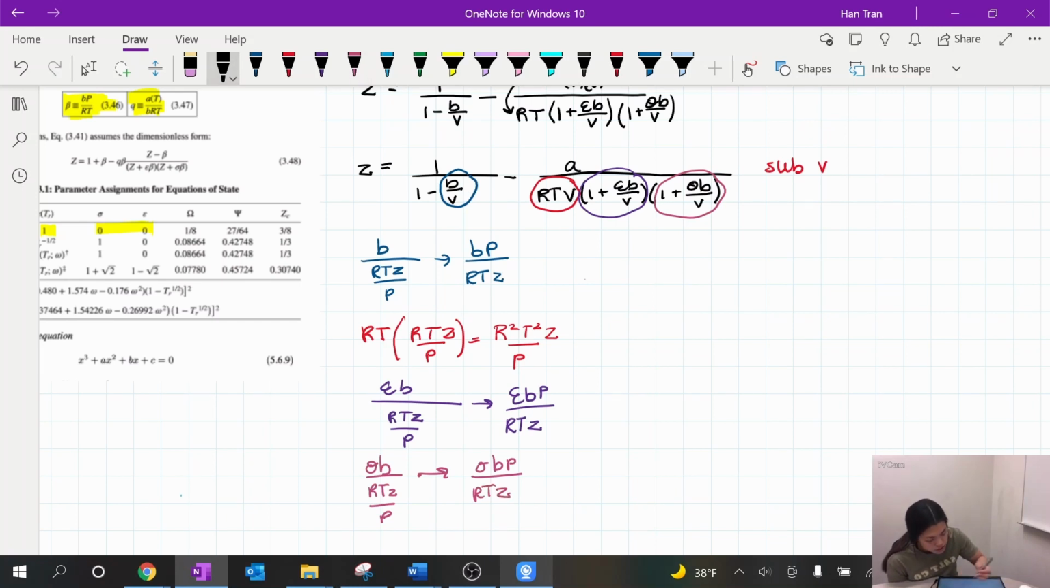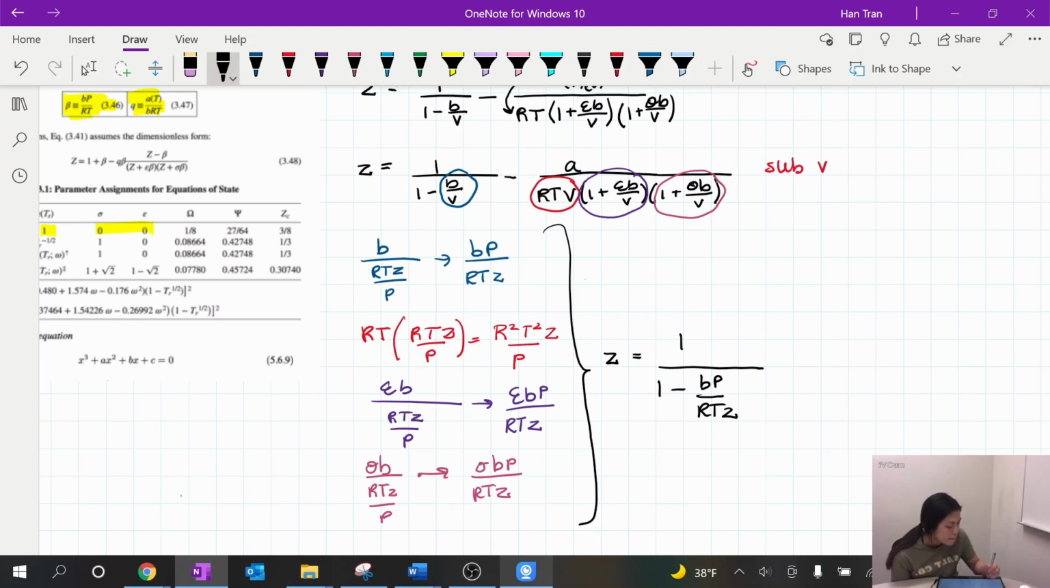So now we are going to put all of this into the equation. So we're going to have the compressibility factor Z equals 1 divided by 1 minus the parameter B times pressure divided by gas constant R times temperature times the compressibility factor, minus the parameter A divided by R squared times temperature squared times compressibility factor divided by pressure. We're going to real quick note that this is multiplied by the reciprocal, so we're going to move the pressure up to here with the parameter A.